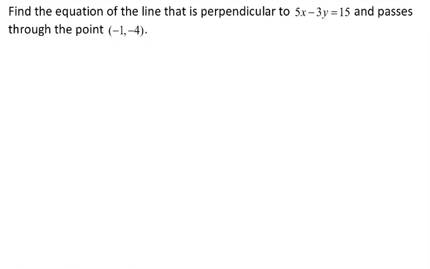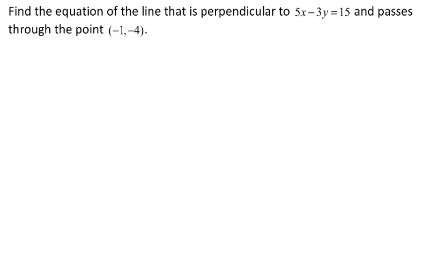Find the equation of the line that is perpendicular to the given line 5x minus 3y equals 15 and passes through the point (-1, -4). So when we're thinking about lines that are perpendicular, the relationship between perpendicular lines is that their slopes are opposite reciprocals, or if you multiplied them together you would get -1.